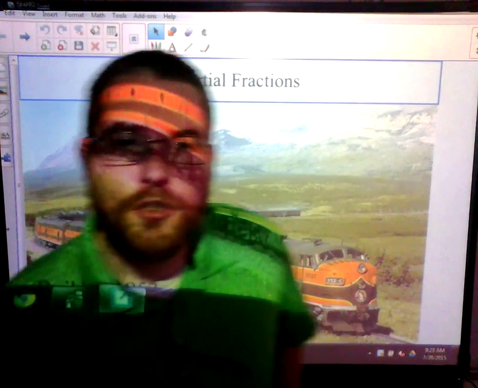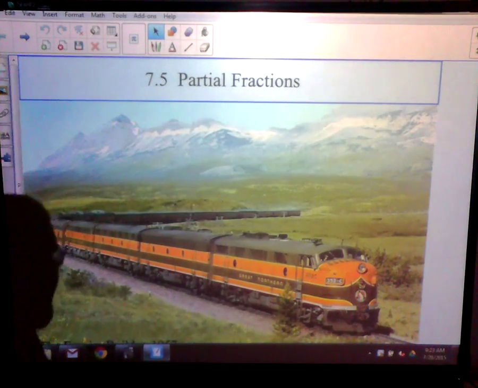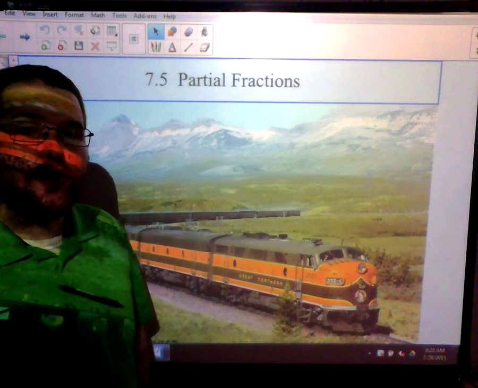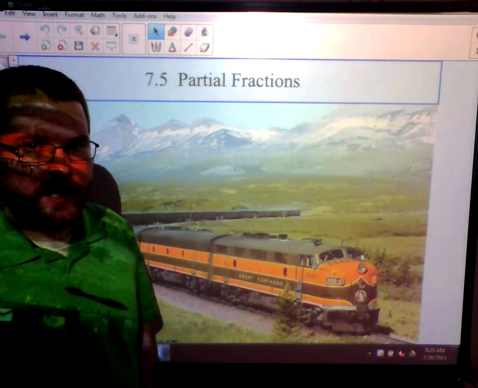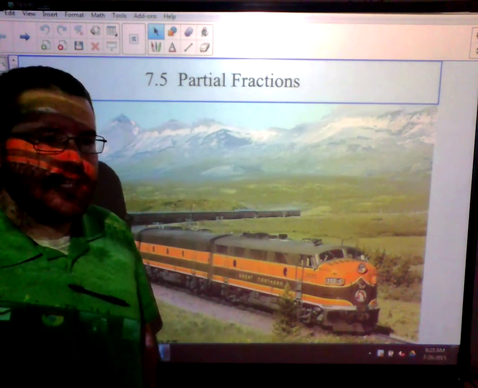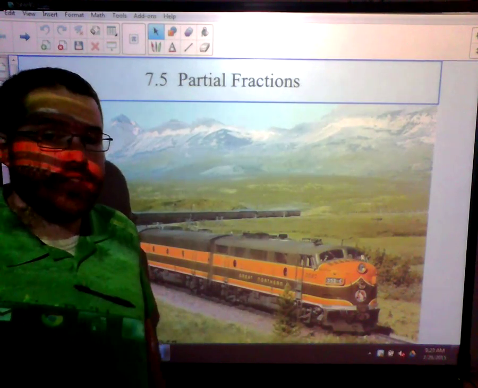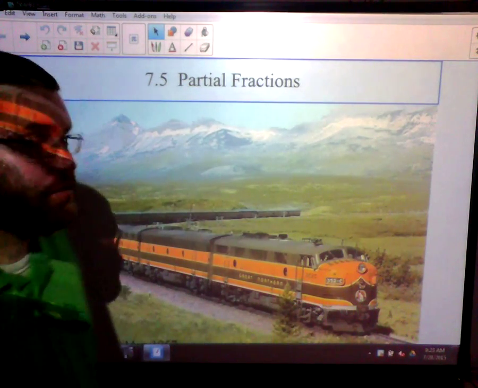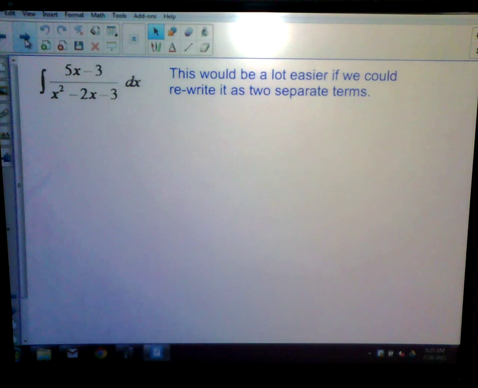Hey everyone, welcome to 7.5 partial fractions. This is a way to integrate things that we normally couldn't integrate. And it's more of a procedure than it is a big idea, so there's not a lot of notes on this, just a couple examples. Take a look at this.